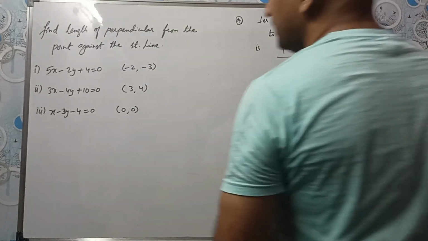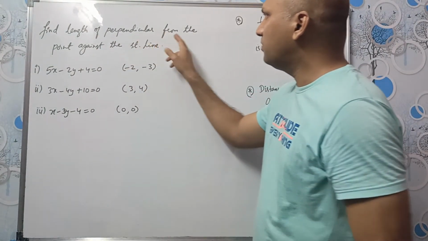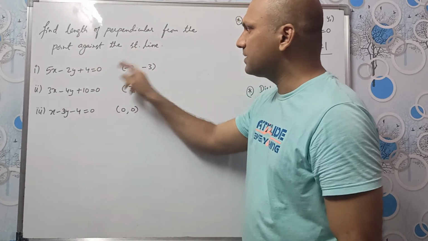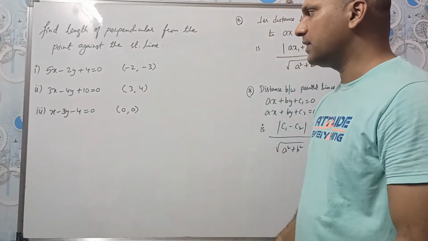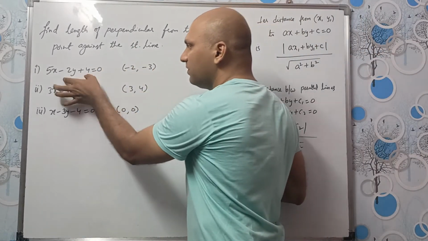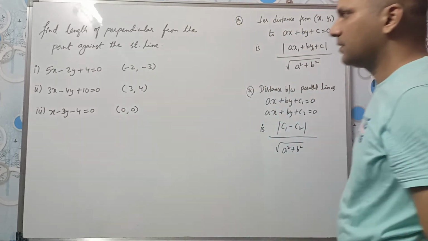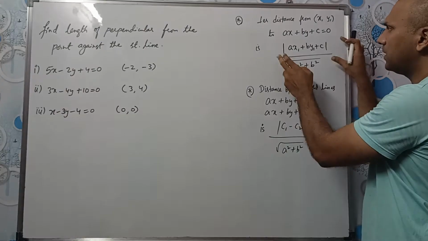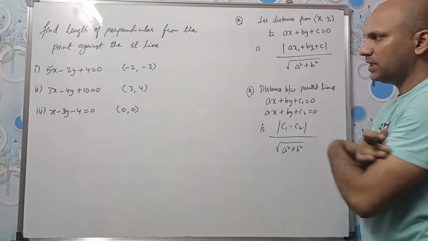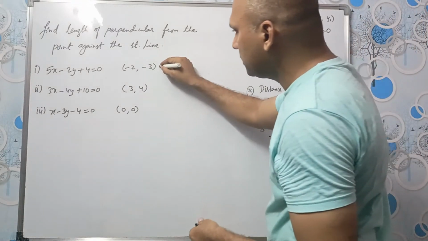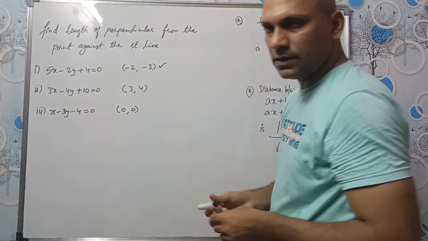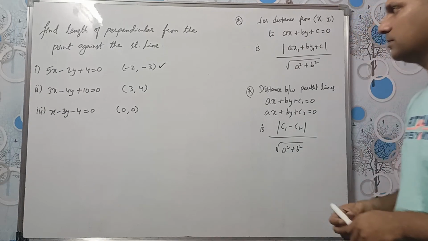We have 3 questions here. Find the length of perpendicular from the point to the given straight line. We have a point and we have a straight line. We need to find the perpendicular distance. Apply this formula. I'll do the first problem. You please do the second and third. It will be good practice for you.